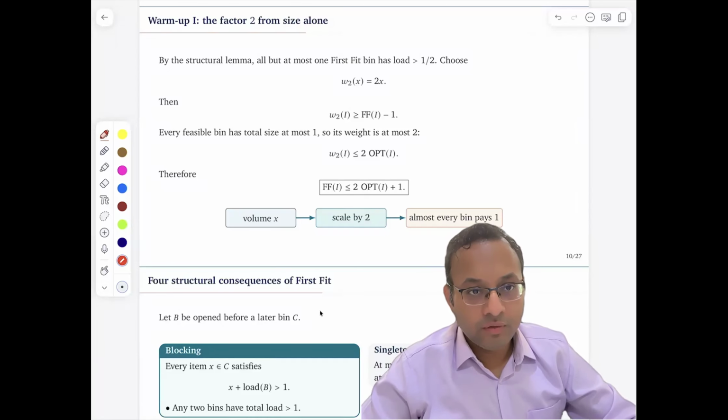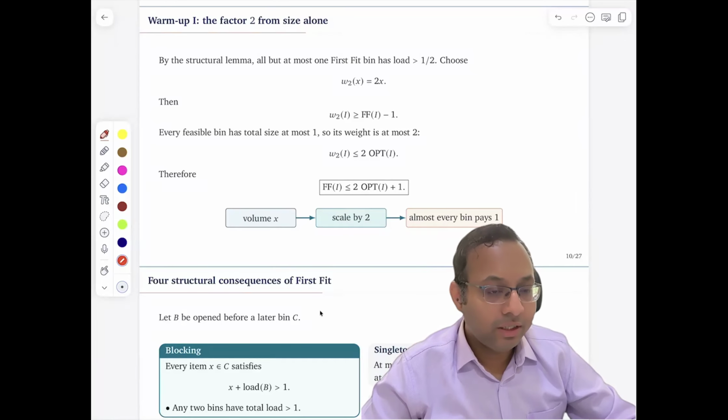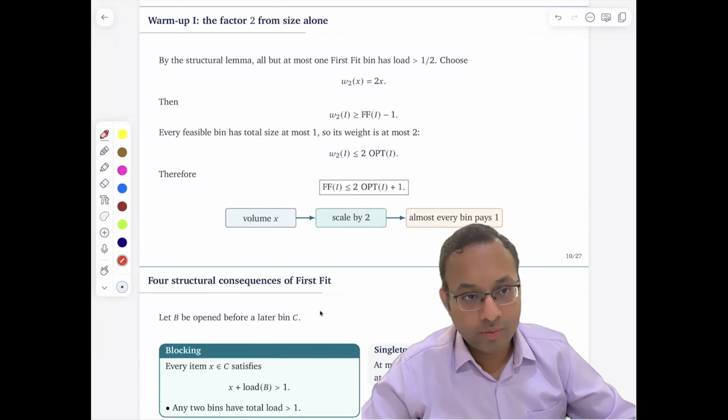We start with first a simple 2 approximation for first fit. Then we'll see a 7 by 4 approximation for first fit. And at the end, we'll see 1.7 asymptotic approximation for first fit.